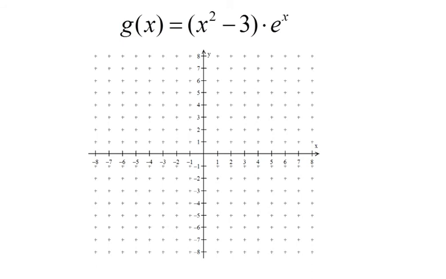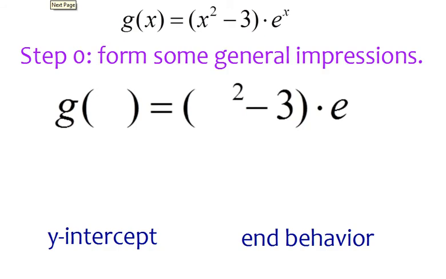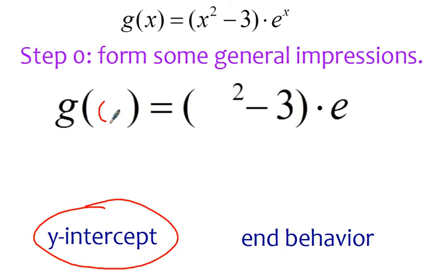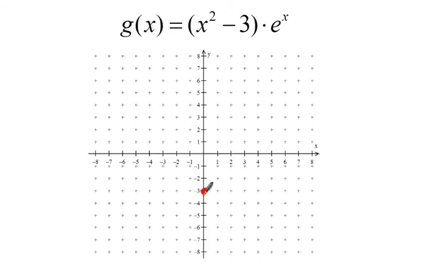Before we jump into analyzing the local extrema, let's start with just forming some general impressions about the graph of this function. This is always a good idea for any problem. So let me do a couple easy things. In about 2 seconds, I can know the y-intercept by plugging in 0 for x. And we get 0 squared minus 3 times e to the 0, which gives negative 3. So with almost no work, I can know that the y-intercept of this graph is negative 3.